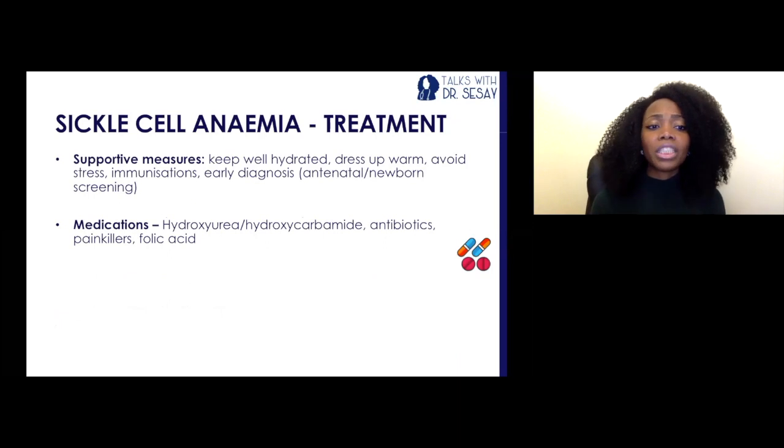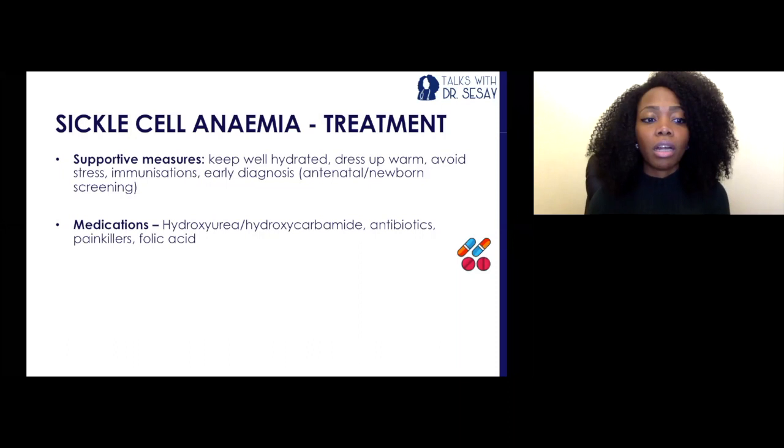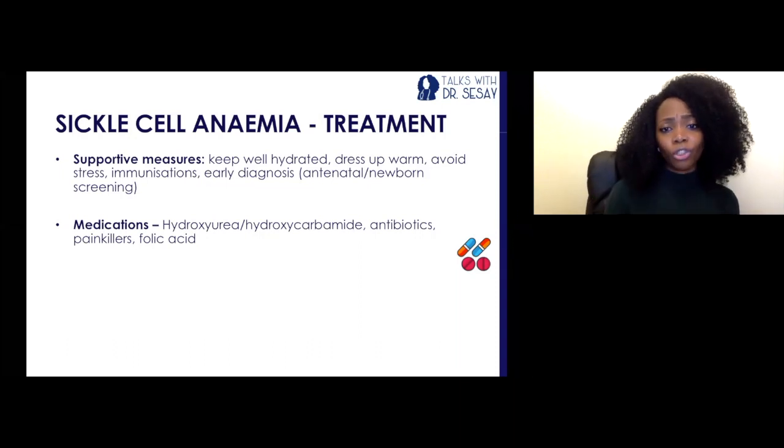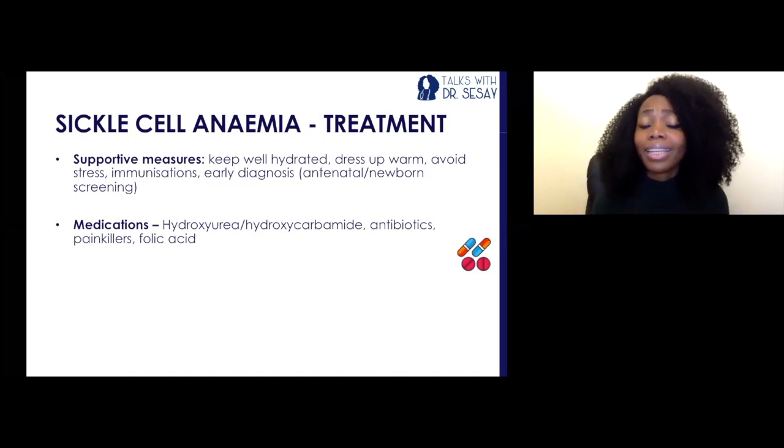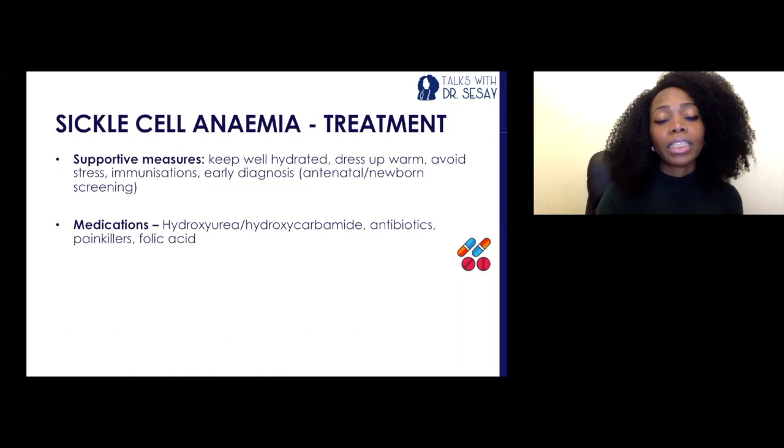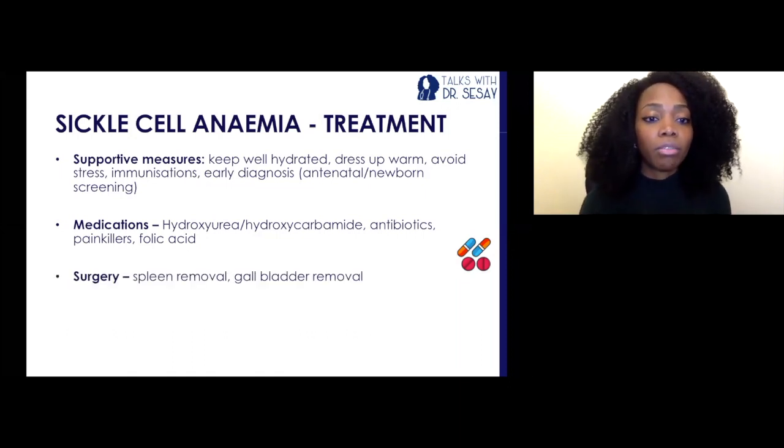And there's certain medications as well that help. So there's a medication known as hydroxyurea or hydroxycarbamide, and they are said to reduce the painful crisis episodes that the patients have. They help to reduce acute chest syndrome, and they can increase the long-term survival of patients with sickle cell anemia. And some patients are put on what we call prophylactic antibiotics, which is where they're given antibiotics to prevent infections from occurring. And again, painkillers because they're in constant pain. And they're also prescribed folic acid, which helps to increase red blood cell production.